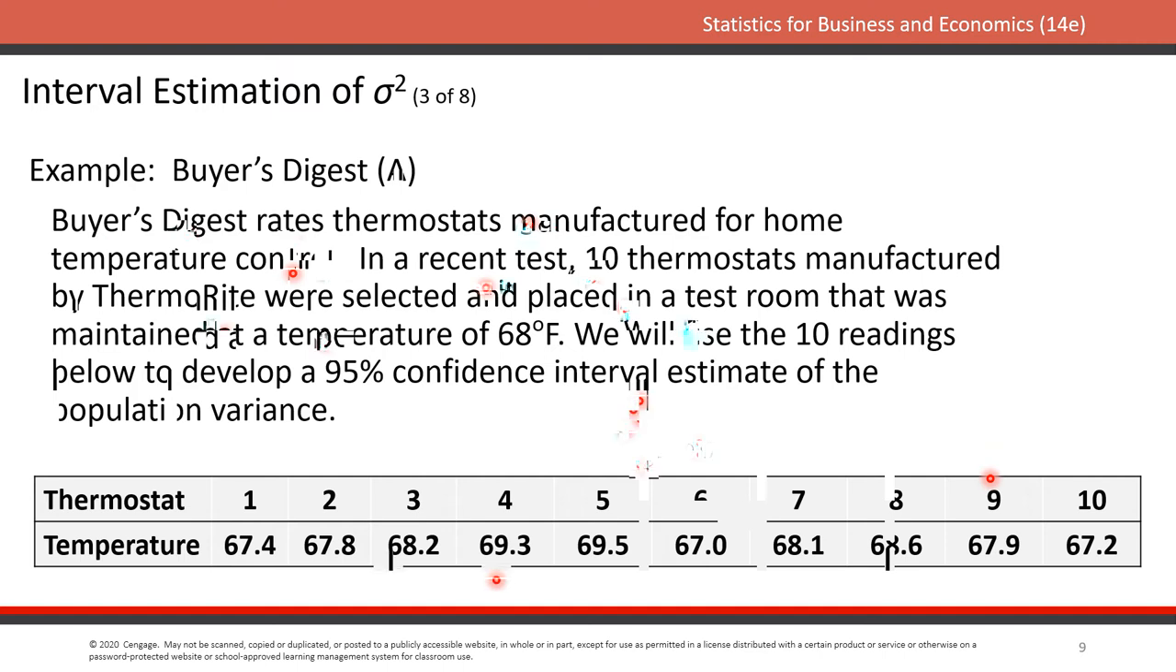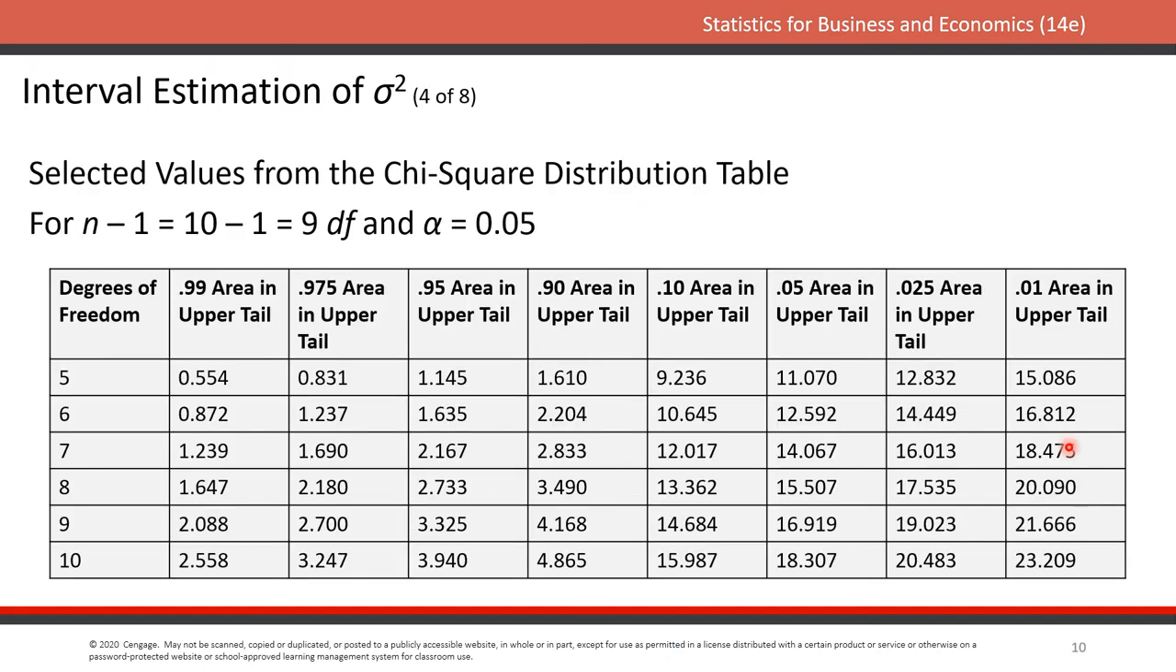Now, what you'll see in the table is I've got 99% of the area in the upper tail, 1% of the area in the upper tail. So this is kind of the left-hand side cutoffs typically. Kind of cut right in the middle here. This is kind of the right-hand side cutoffs.